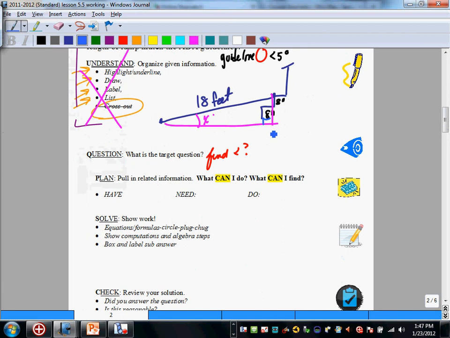Now, here is a little trick for you guys. Here we have 16 inches. Here we have 18 feet. Repeat after me. Say this.